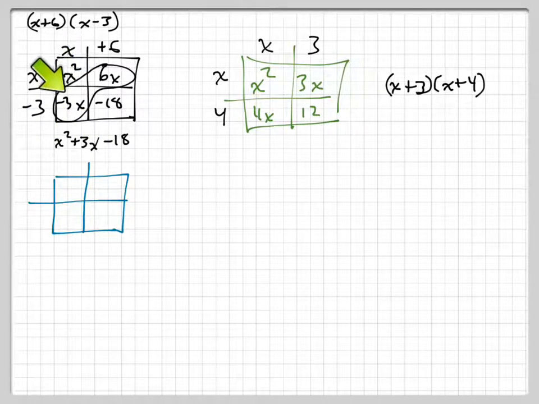And then how come I circled these two things? Because they're like terms, and you would add those together. What is 6 and negative 3? Negative 18. No. Adding. 6 and negative 3. Oh, it would be positive 3, right? So I have 3x right there, and then I have negative 18 is the last term.